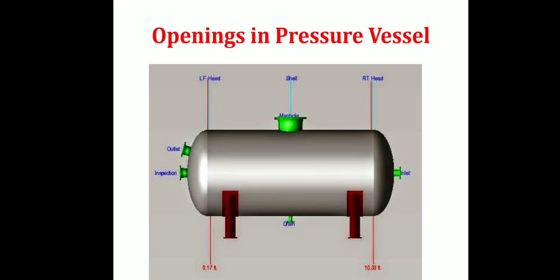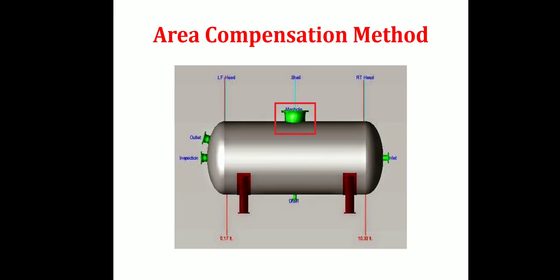Due to these openings, the strength of the pressure vessel reduces. The strength of the pressure vessel should be such that it can store the fluid under pressure without deformation or failure. To avoid failure, openings are designed by the area compensation method. Now let us understand what the area compensation method is.